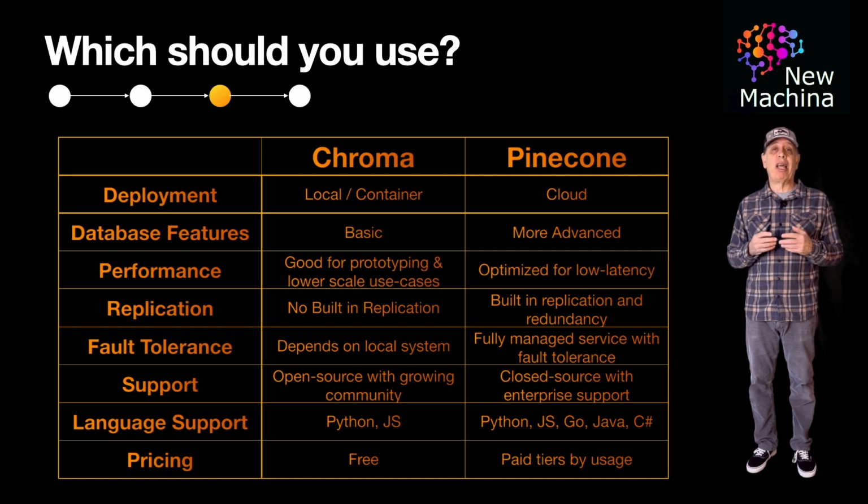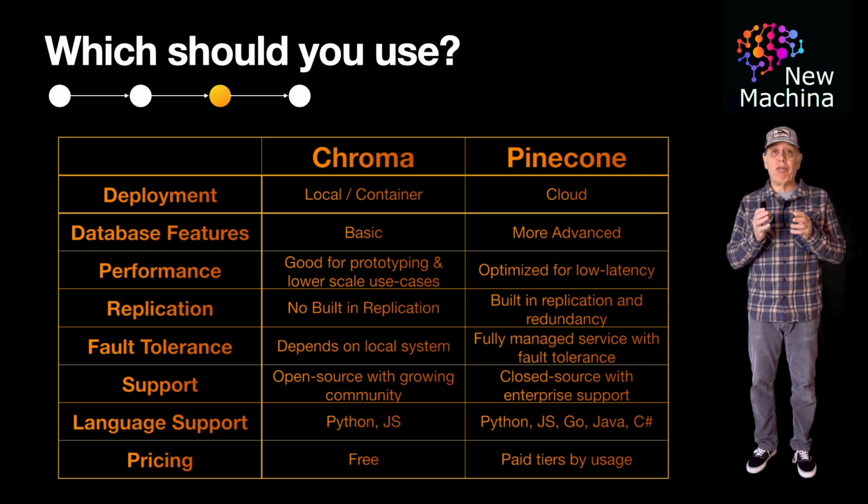So which vector database should you go with? Well, Chroma is great for prototyping on your local system. It's free, you can download it, and it's easy to get up and running. If you're looking for an open source, quick to deploy solution for prototyping, you should definitely go with Chroma.